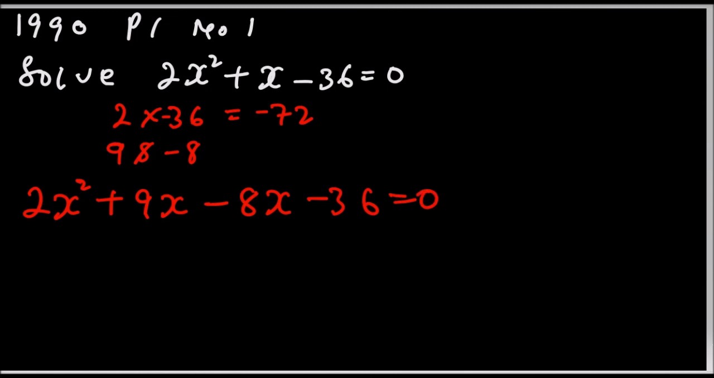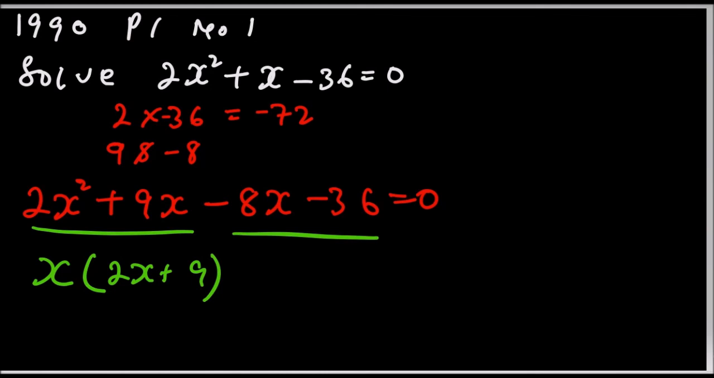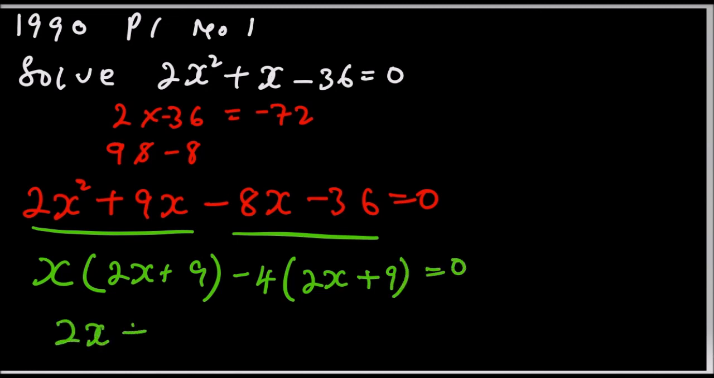Here we factor out what is common. It's only x that is common, so we have x(2x plus 9). And in the second part we factor out 4 as common, minus 4. So we'll be left with (2x plus 9)(x minus 4) is equal to 0.